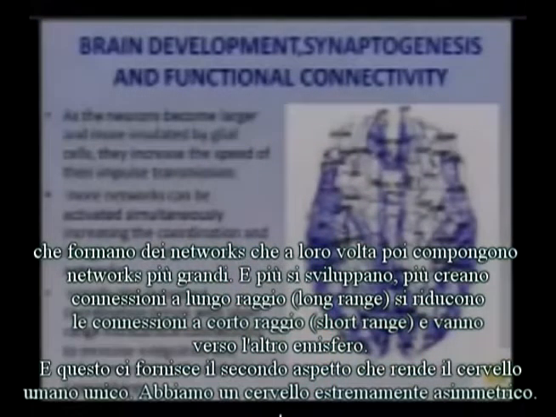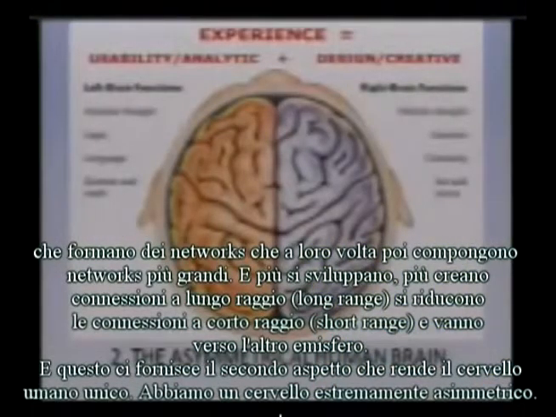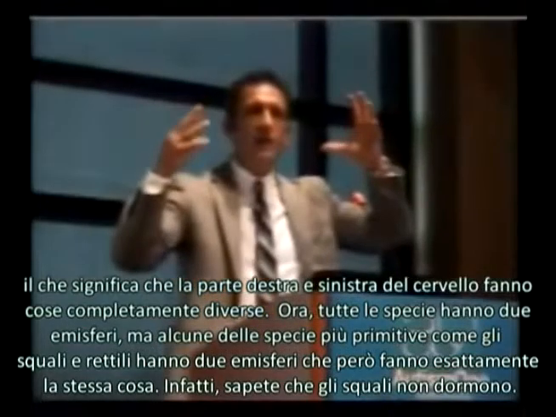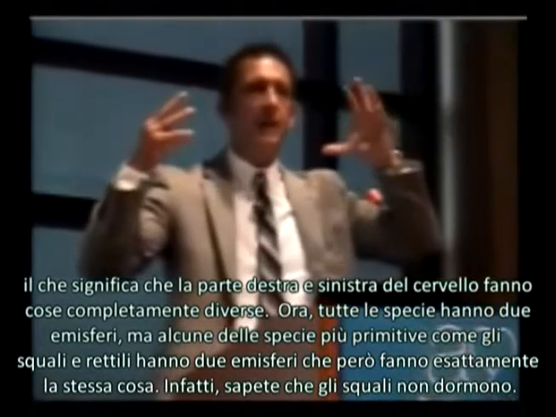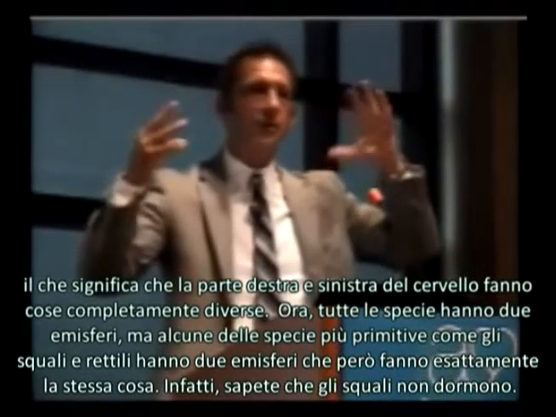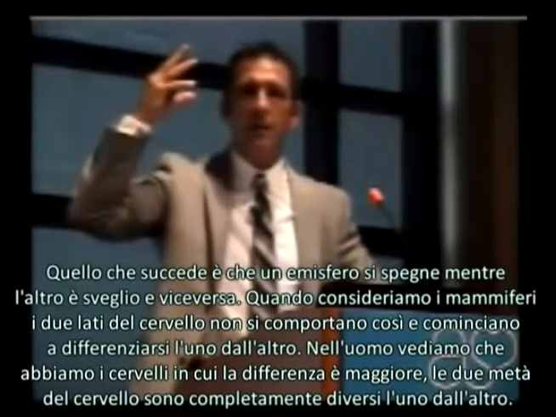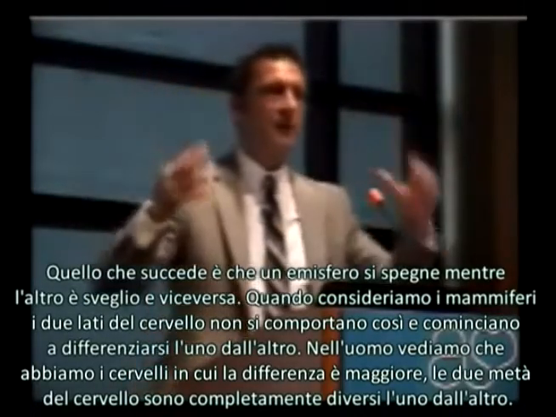And this gives us the second thing that makes human brains unique, that we have an extremely asymmetrical brain, which means that the right and left side of our brain do completely different things. Now, other species have two hemispheres, but some of the most primitive species, like sharks and reptiles, have two hemispheres, but they do the exact same thing. And in fact, sharks don't go to sleep. So one hemisphere will shut down while the other hemisphere is awake, and then vice versa.